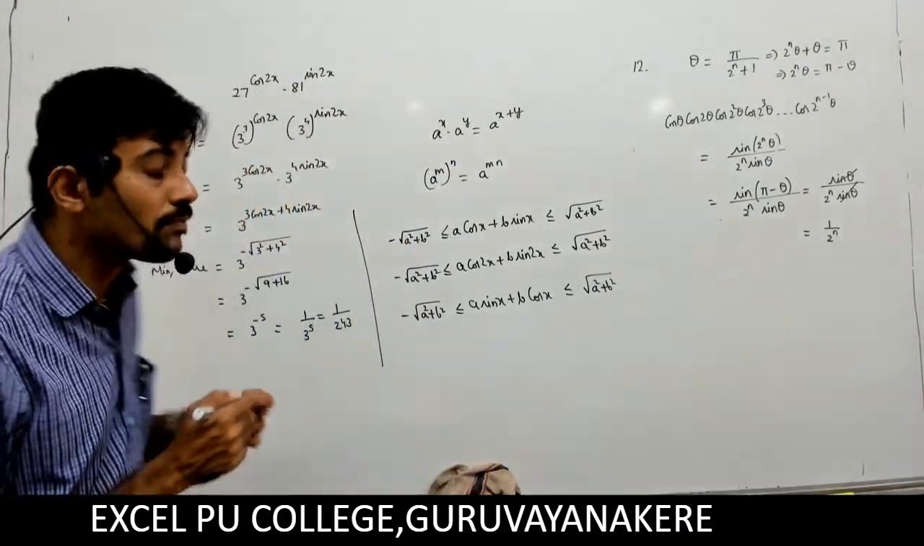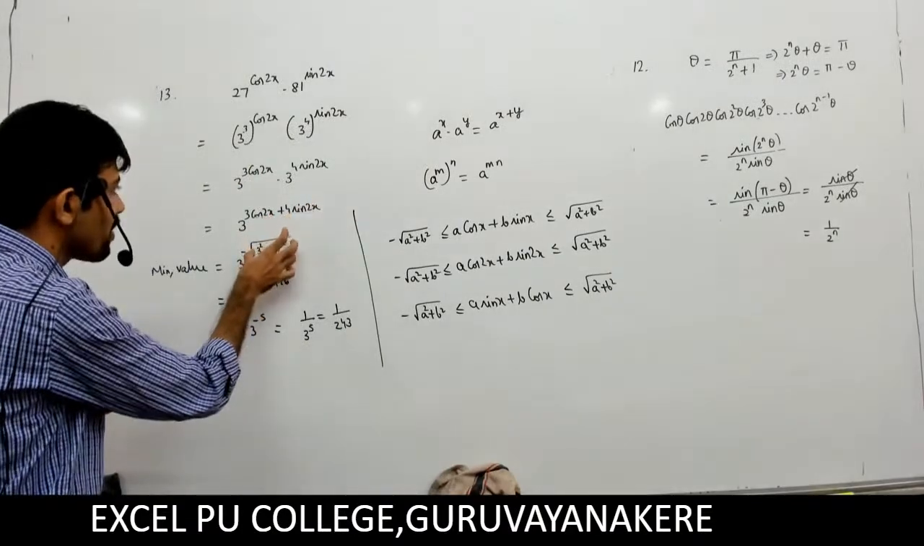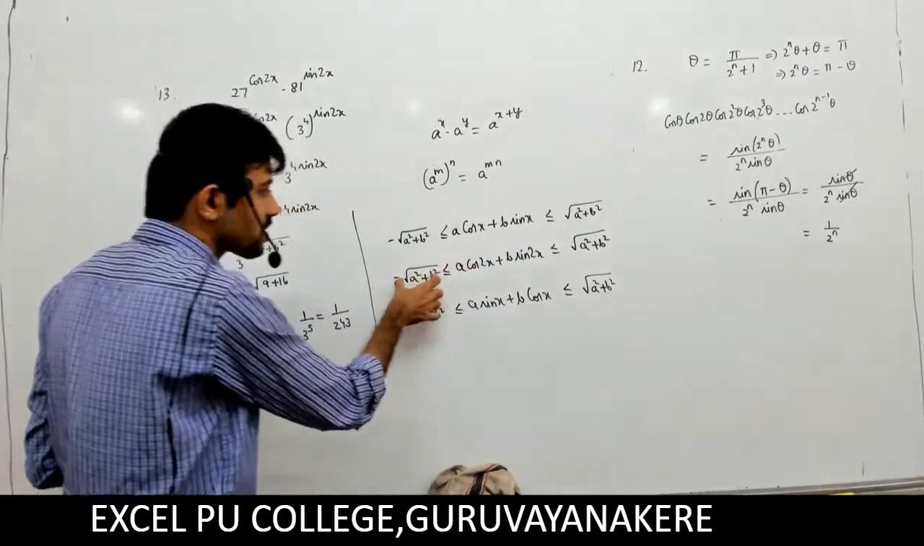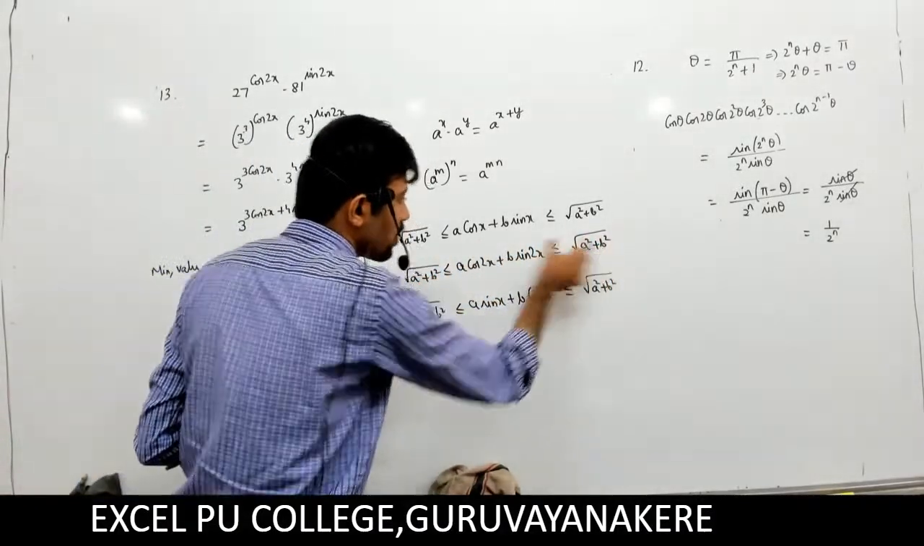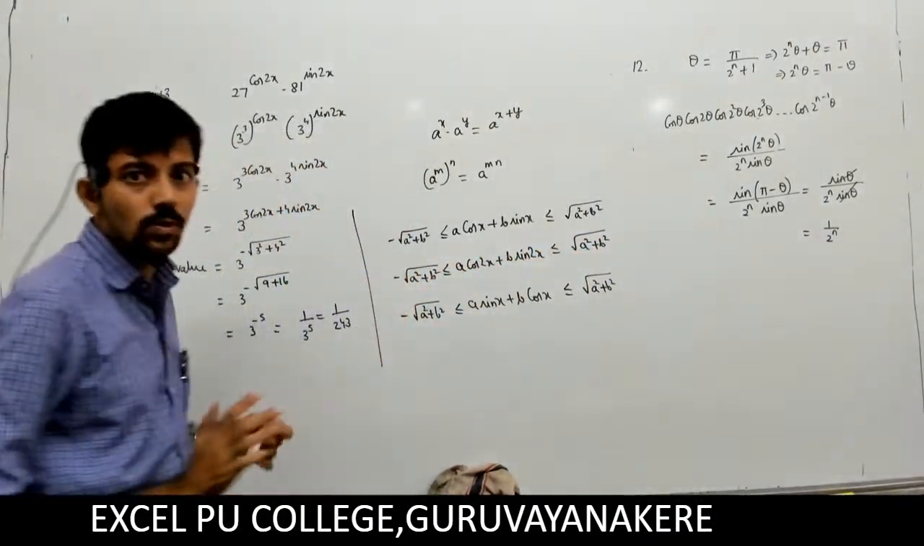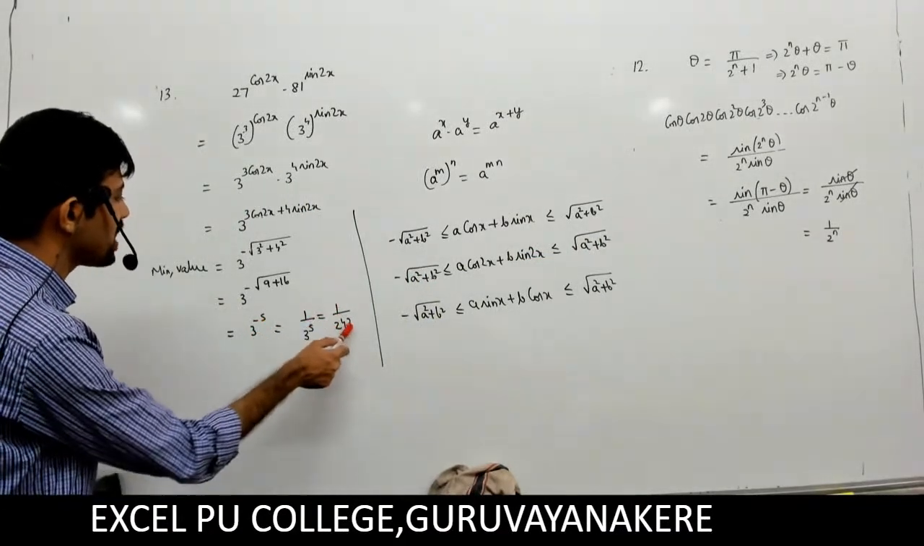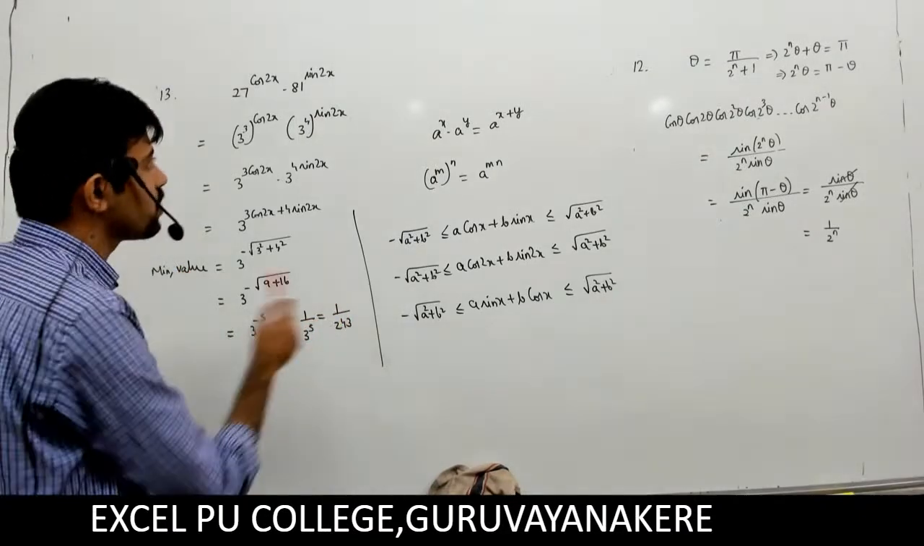The base is constant, the power is variable. For the power we apply this result. The minimum value of a cos 2x plus b sin 2x is this. This is the minimum value and this is the maximum value; the only difference is minus and plus. Hope you understand this. So 3 power minus 5 is 1 by 3 power 5 is 1 by 243. The minimum value is 1 by 243.